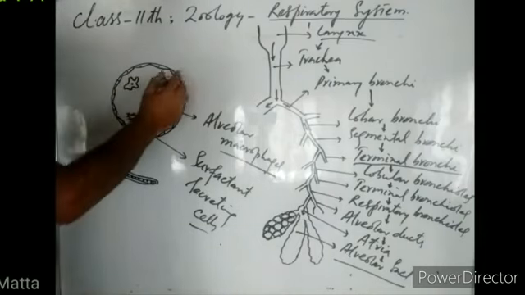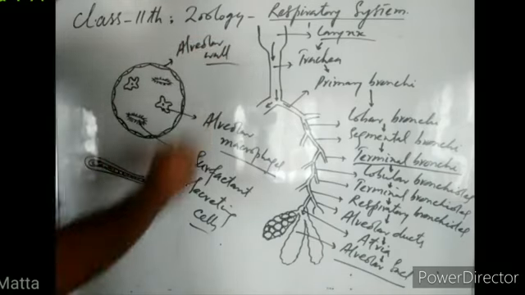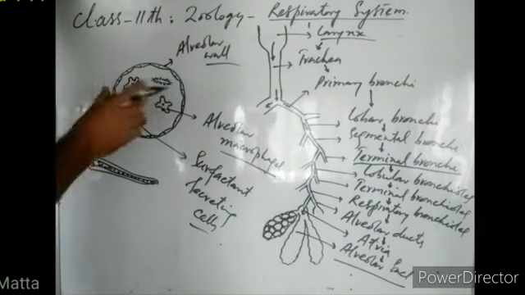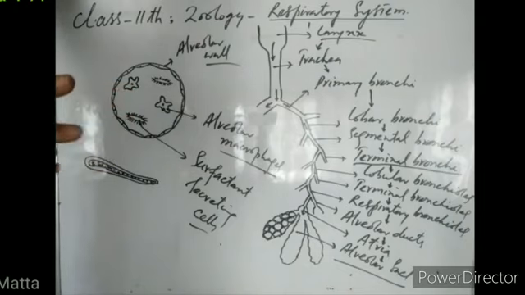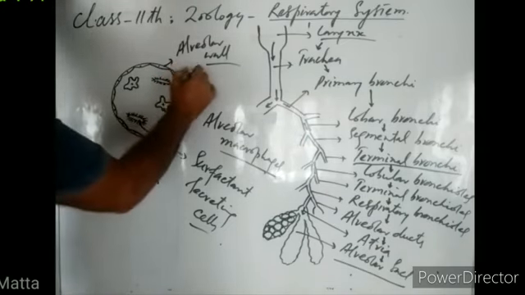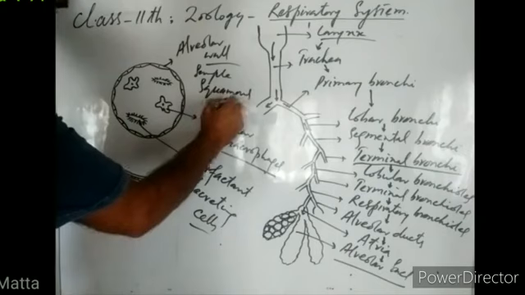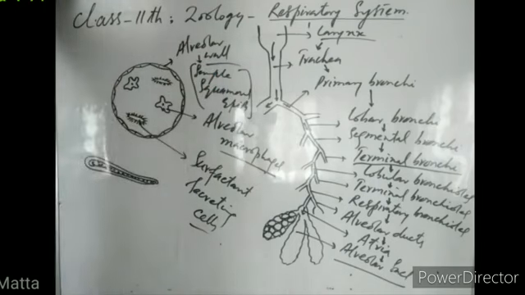So this is the alveolar wall. This alveolar wall is formed of a single layer of simple squamous epithelium. Inside it, there is a hollow cavity. So these alveoli are spherical, sac-like structures, and their wall is formed of a single layer of simple squamous epithelium, right?